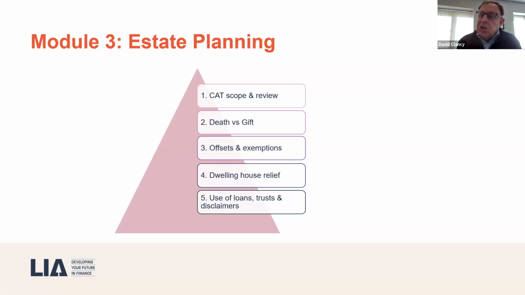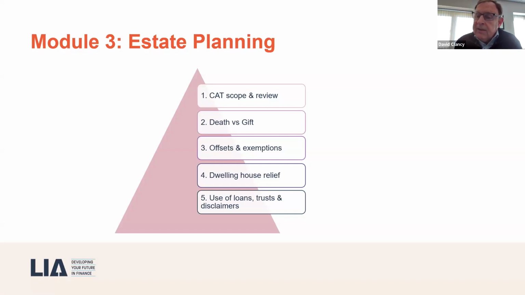All the time, clients are interested in ensuring they're being as tax efficient as possible. In this area, what you don't want is multiple hits of tax, so you don't want capital gains tax followed by capital acquisitions tax. So we'll look at offsets and exemptions. Again, I mentioned business asset relief and agricultural relief.